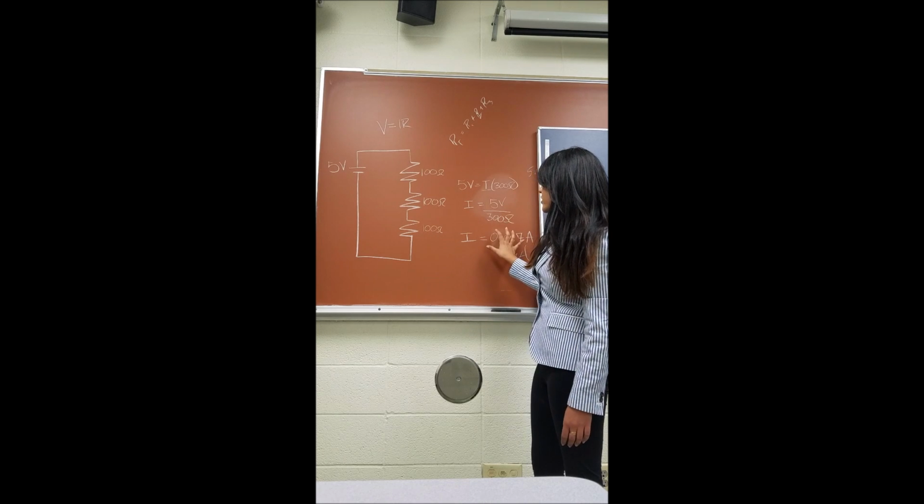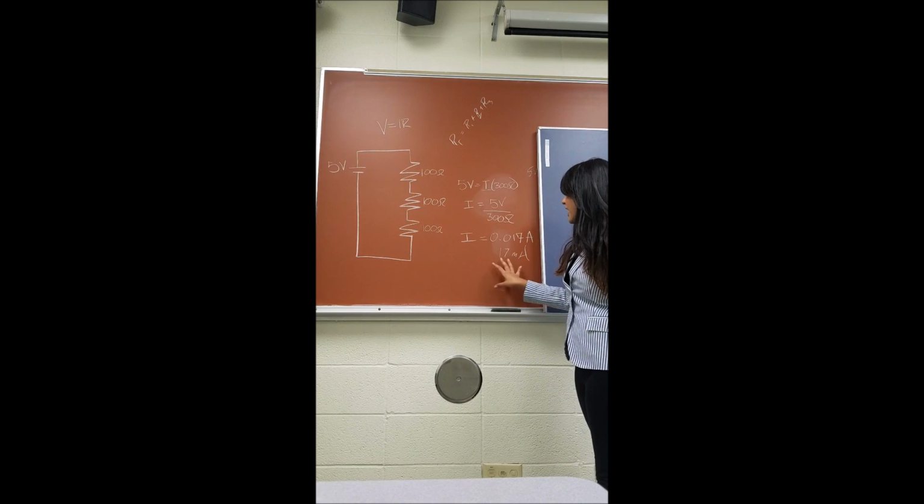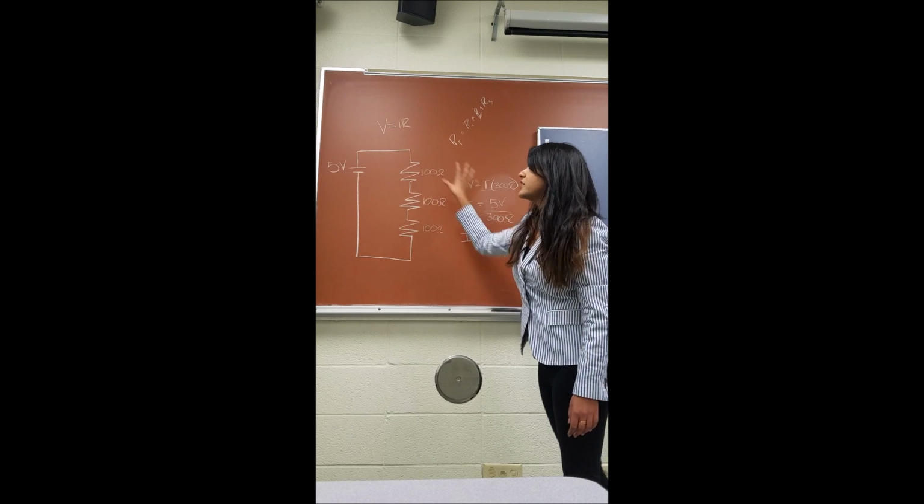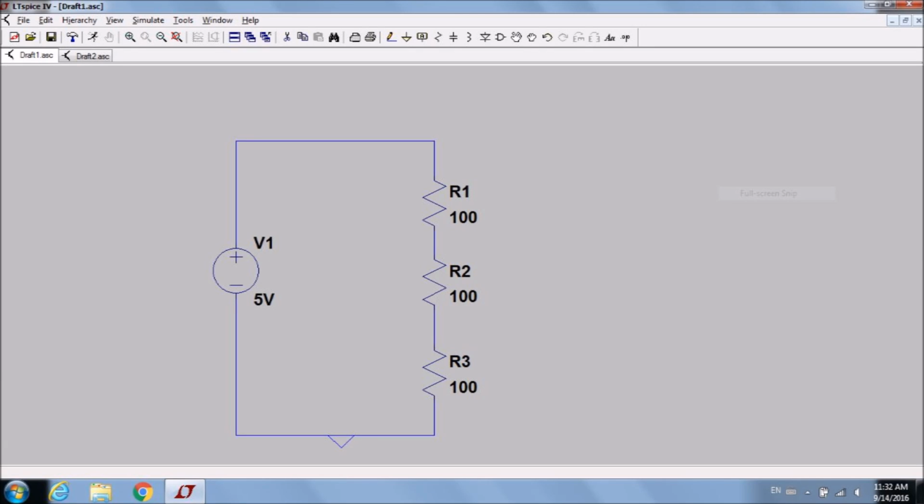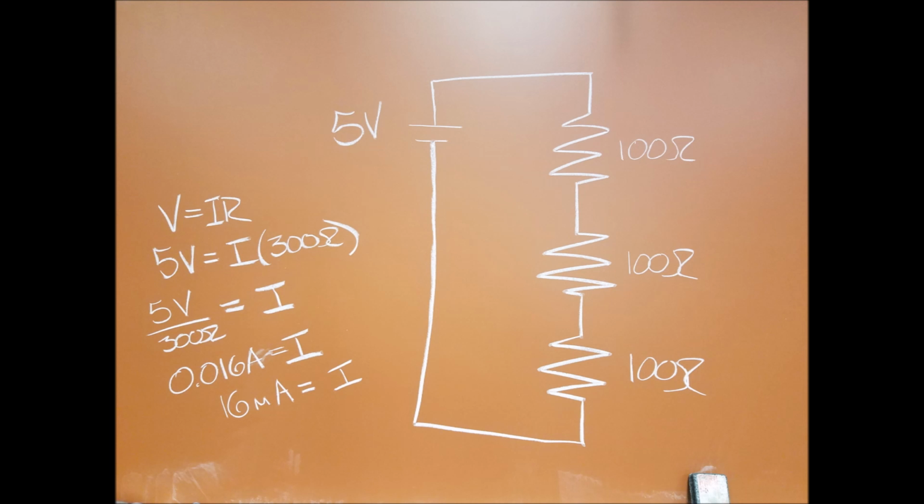So plugging that through the equation, we see that our current is going to be at 17 milliamps throughout the entire circuit. So in this shot, you see we have worked out the math for you. It's just simple Ohm's law, V equals IR. We have 5 volts equals your current times your total resistors, which is 300 ohms. So once you break that down, you end up with 0.016 amps, which is your current throughout the entire circuit.